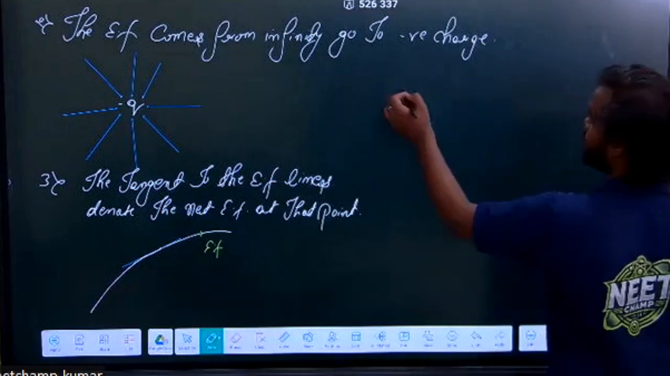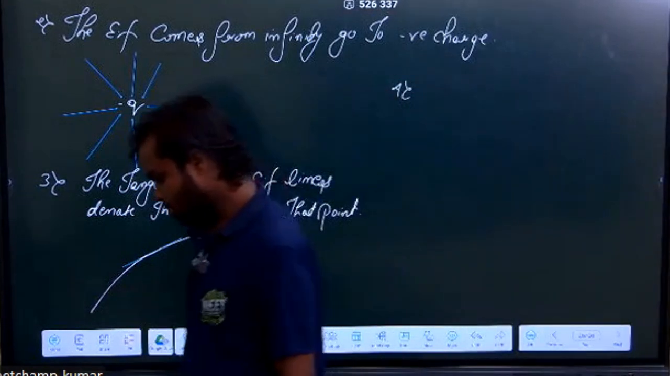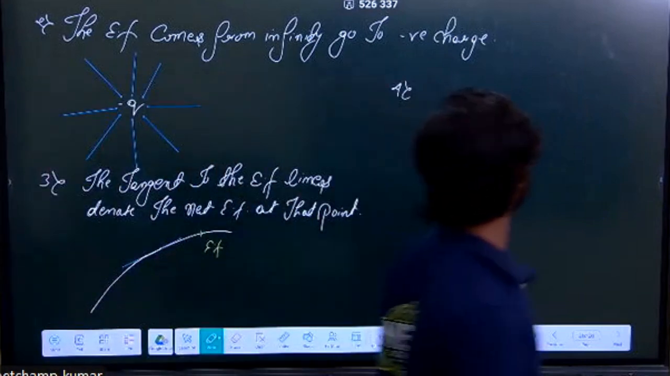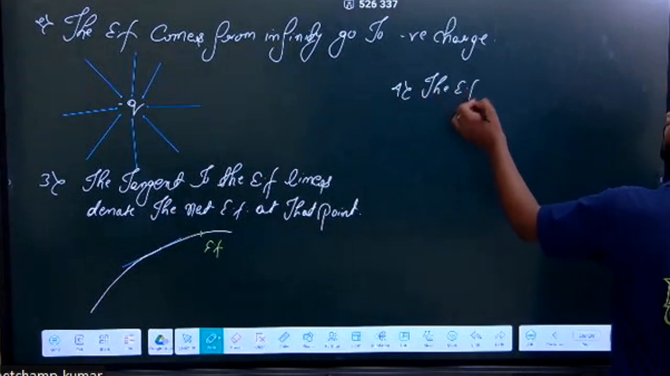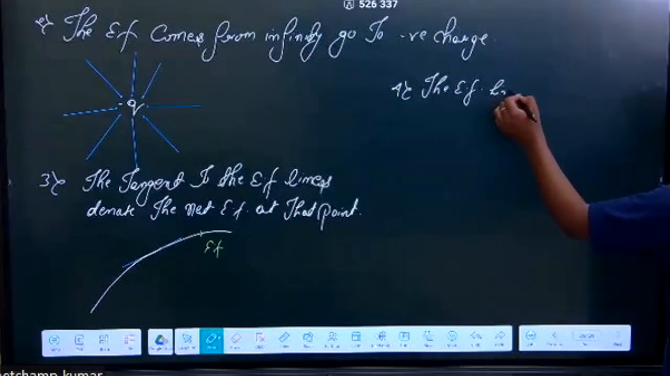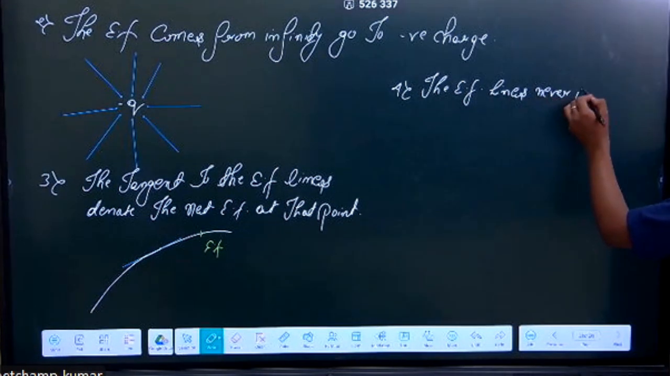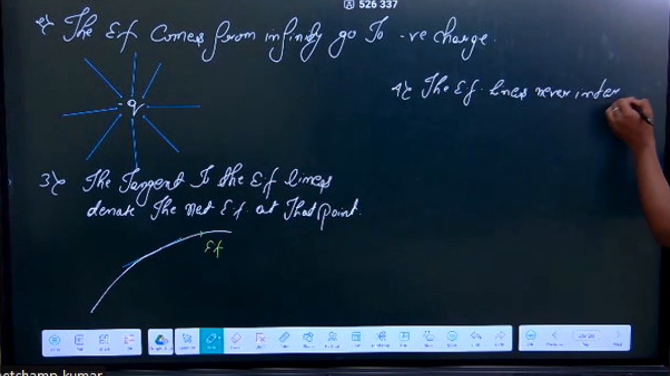What is the fourth property? Fourth property: electric field lines never intersect each other.